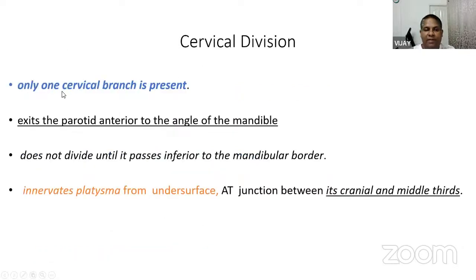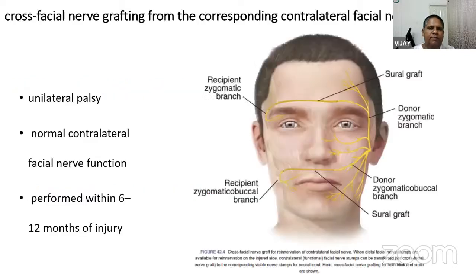Cervical branch: only one cervical branch is there, which exits the parotid anterior to the angle of the mandible. It does not divide until it passes inferior to the mandibular border. It innervates the platysma from the undersurface at the junction of its cranial one-third and the middle third.